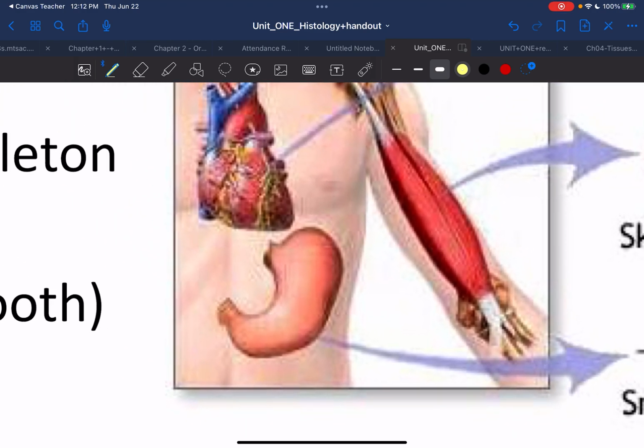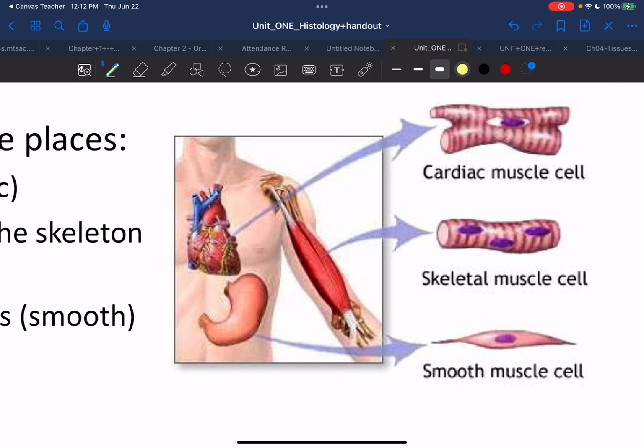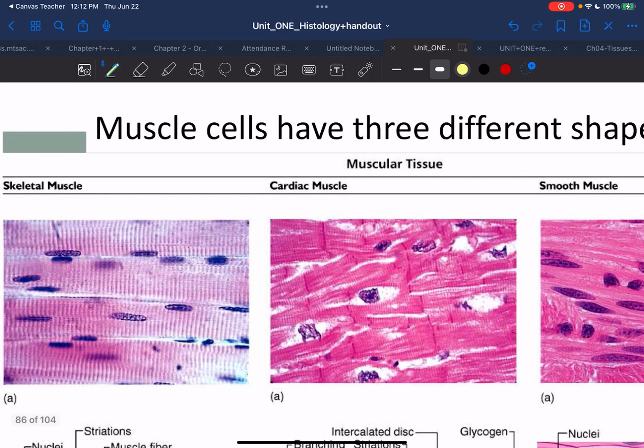To go through that digestive tract, your stomach has to squeeze things in order to move things through your digestive tract, including your small intestine and your large intestine. They all have to squeeze the food through in order to move it through. And so that's considered smooth muscle. The good news is this is the second easiest out of all the tissues.